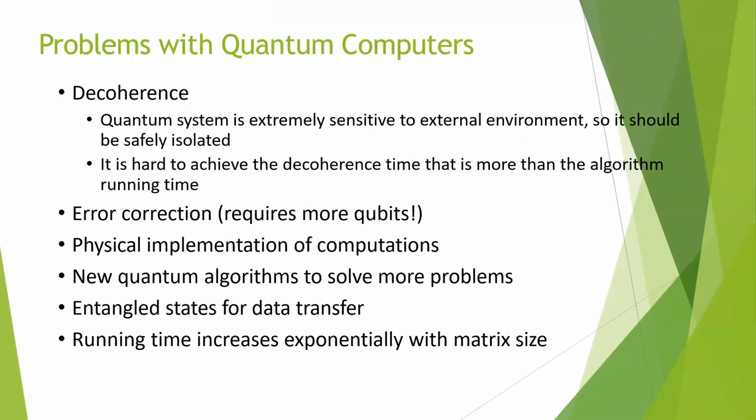Now, the problems with quantum computers. The first problem is decoherence, as we discussed earlier. A quantum system is extremely sensitive to the external environment, so it should be safely isolated. It is hard to achieve a decoherence time that is longer than the algorithm running time. The other problems are error correction, physical implementation of computations, new quantum algorithms to solve more problems, and entangled states for data transfer. The running time increases exponentially with the matrix size.